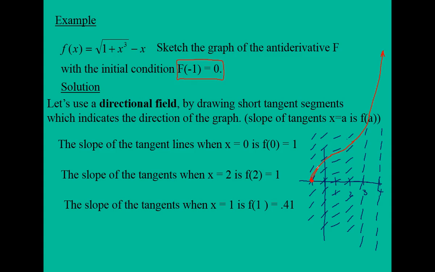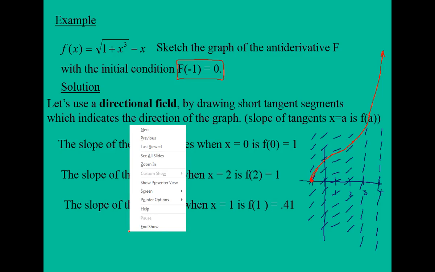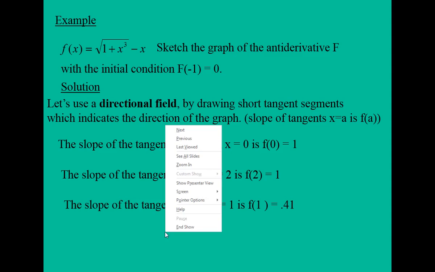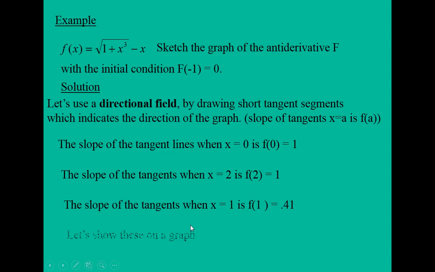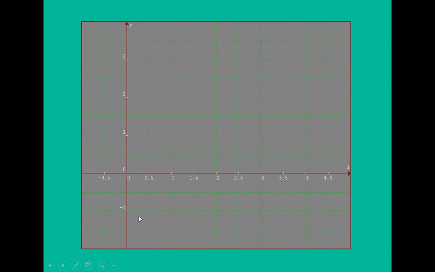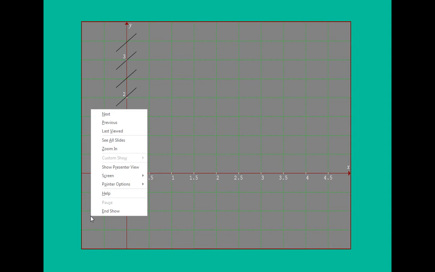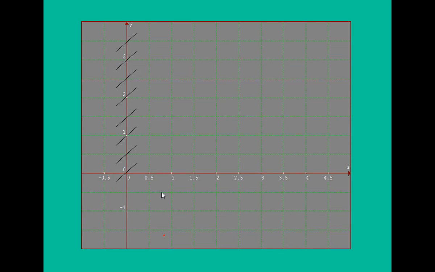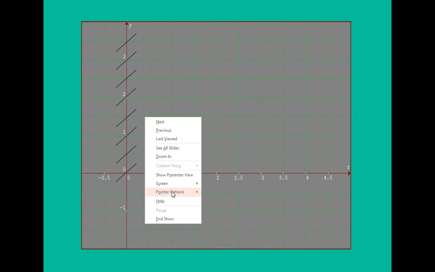And I had to do it on this slide instead of jumping back and forth between slides. But we could have done it and it would have looked much better if we would have done it on the next slide. But the results would have been the same. We could have graphed the tangent lines, and then we could have graphed the antiderivative using this directional field.